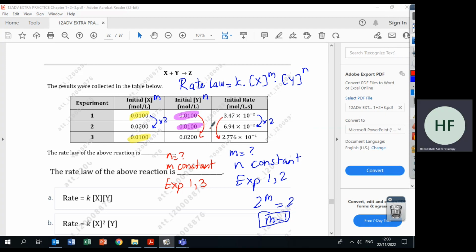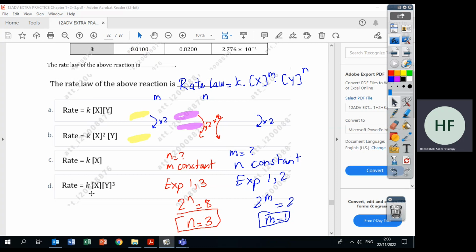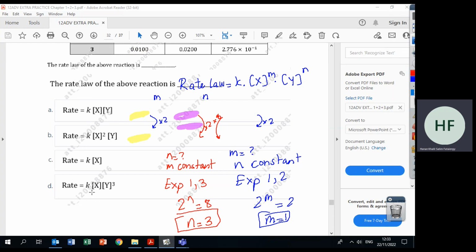0.01 to 0.02, this is times 2. 3 to 27, this is times 9. So 2 power n equals, this is times 8. 2 power n equals 8, so n is equal to 3. m is equal to 1 and n is equal to 3. Okay, so the answer is D.